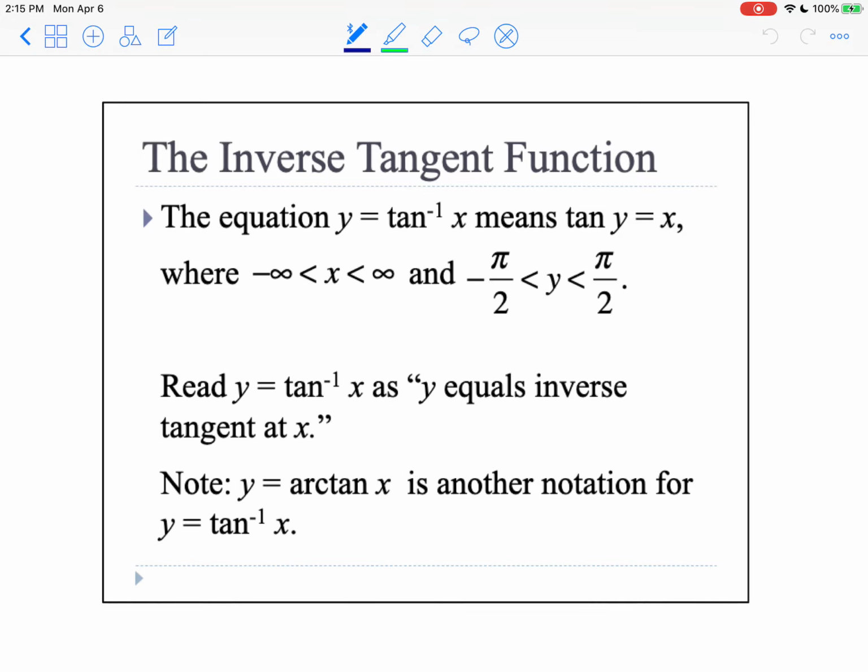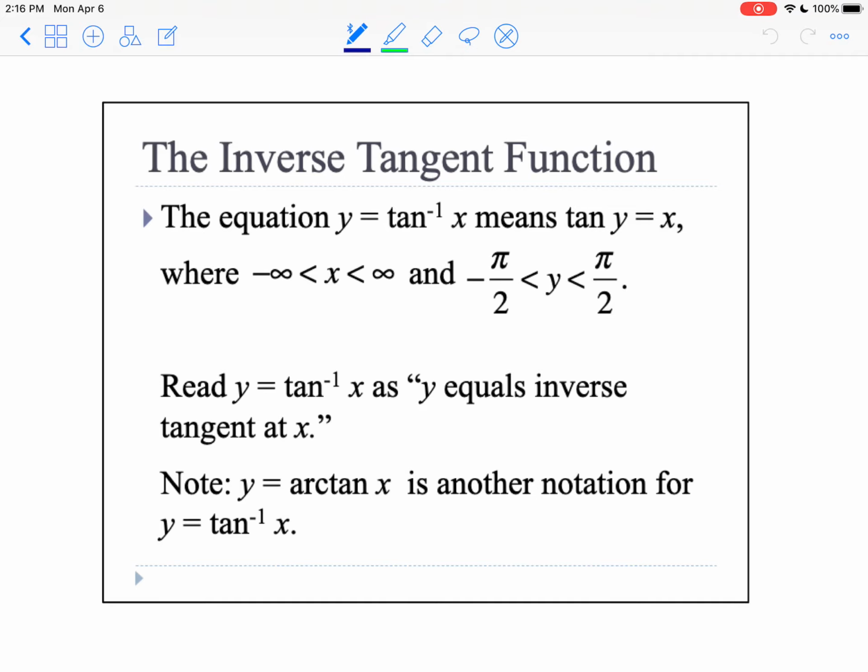For sine, it was from negative pi over 2 to pi over 2. For cosine, it was from 0 to pi. So inverse tangent, since tangent is the ratio of the y and the x coordinate, the numerator is what's going to drive things here. And so we know that tangent itself has a vertical asymptote at x equals negative pi over 2 and pi over 2.